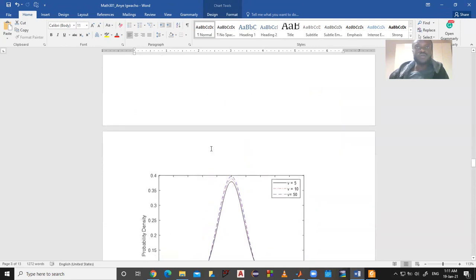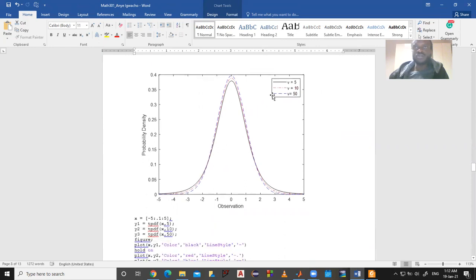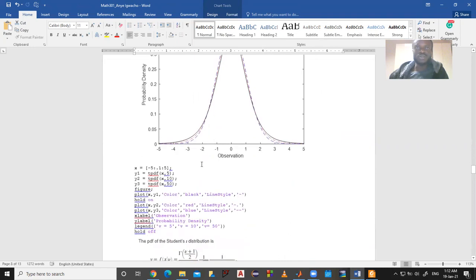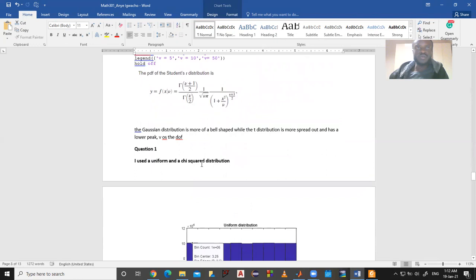And for simulating the Gaussian, here are different degrees of freedom, and as we increase the degrees of freedom, you see that the blue becomes more Gaussian, more bell-like in shape. So that is what happens as we increase the degrees of freedom.